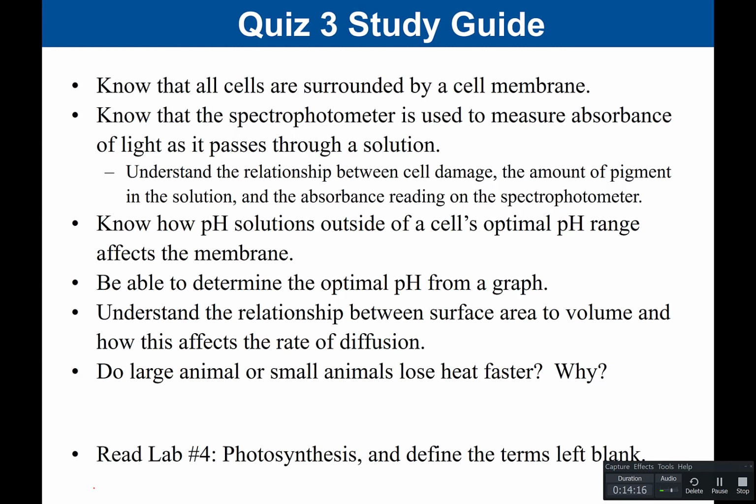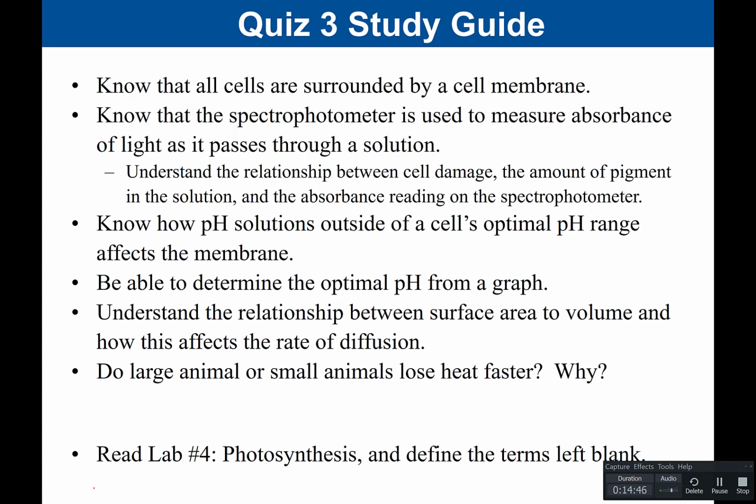Know how pH solutions outside of a cell's optimal pH range affect the membrane. What happens to the cell membrane when the pH is outside of its optimal range? You do not have to memorize your data. You don't have to memorize which pH was the optimal pH. But if given a graph, you should be able to look at the graph and identify which would be the least damage, meaning what would be the optimal pH.